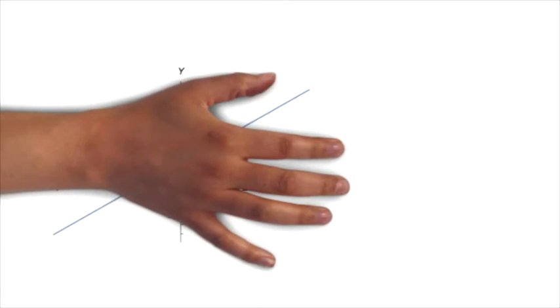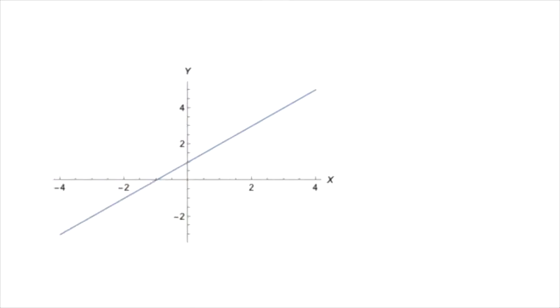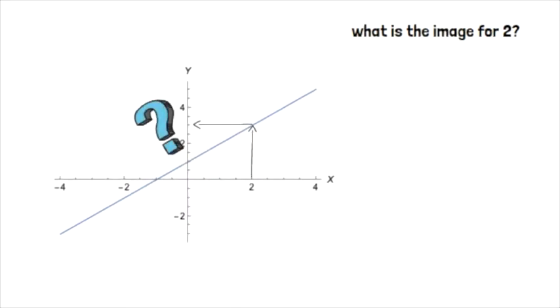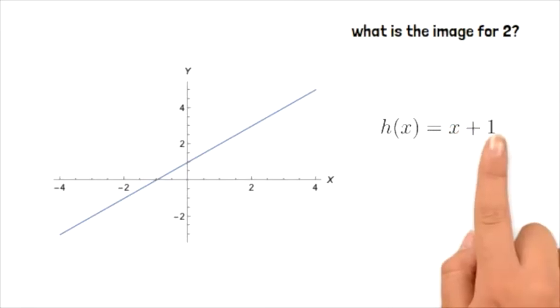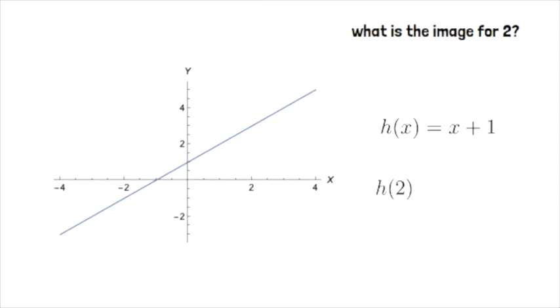Let's consider the example of the straight line graph again. Say you wish to determine the image for the number 2 of the domain. Now, you could in principle use the graph to do so. But it's not difficult to realize that you need a very accurately drawn graph. However, if you use this expression, where h of x is the image of the object plus 1, then the image for number 2 can be written as h of 2, which is equal to 2 plus 1, 3.